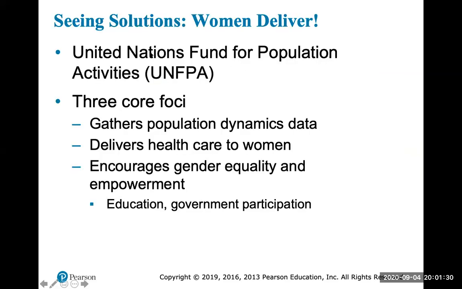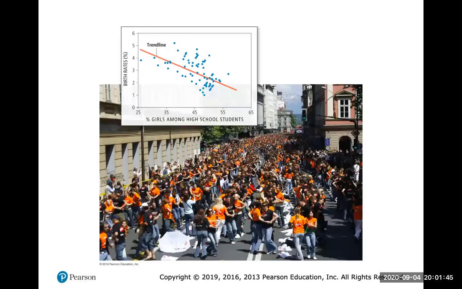And the UN specifically has a fund for population activities, and their focus is to gather population data, deliver healthcare to women, and encourage gender equality and empowerment through education and government participation. And you can see here how, especially among high school students, the birth rates have decreased by encouraging education among women.